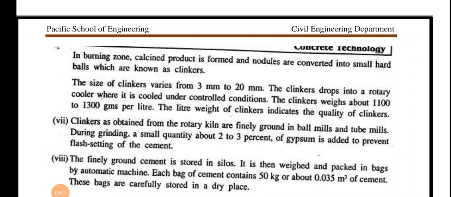The finely ground cement is stored in silos. It is then weighed and packed in bags by an automatic machine. Each bag of cement contains 50 kg, or about 0.035 cubic meter of cement. These bags are carefully stored in a dry place.